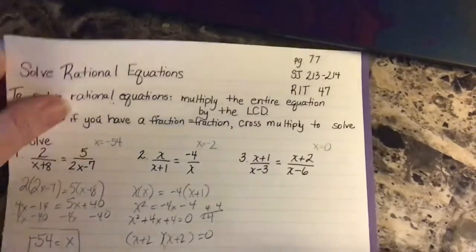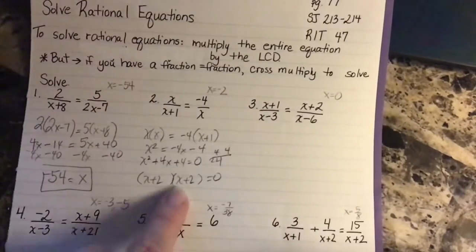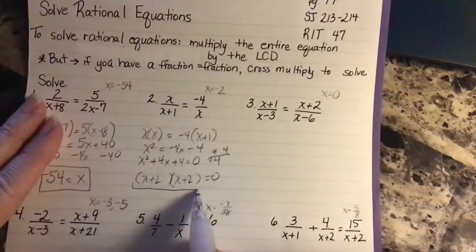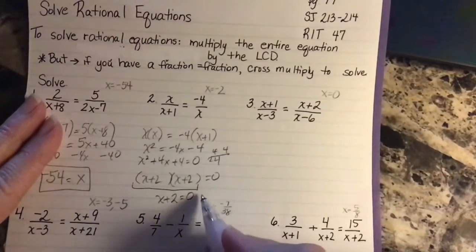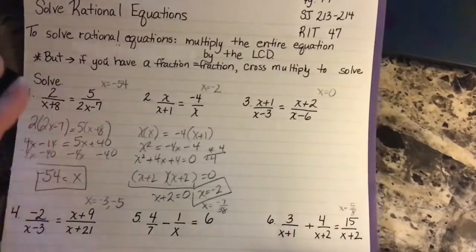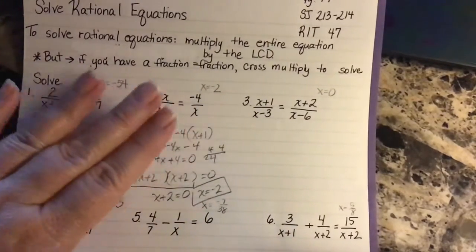Hopefully you notice this is called a double root. I do not have to solve that twice. I am recognizing that I have a double root. So x is going to equal negative 2. Okay, and that's where negative 2 came from. Now let's look at the next one.